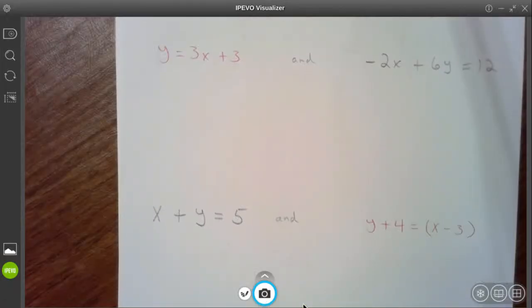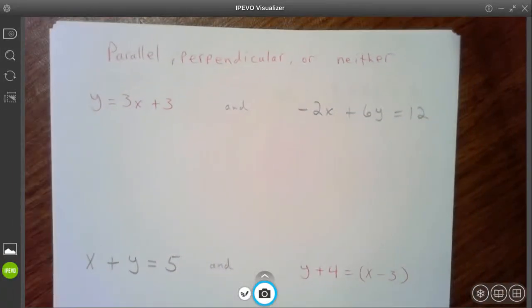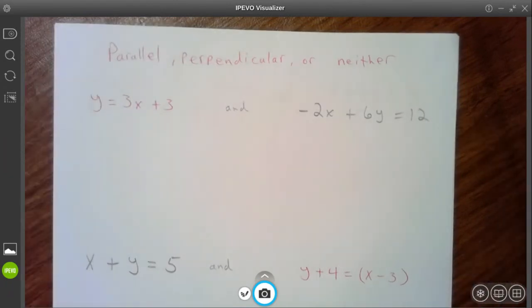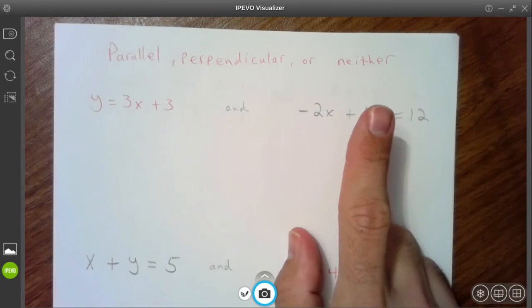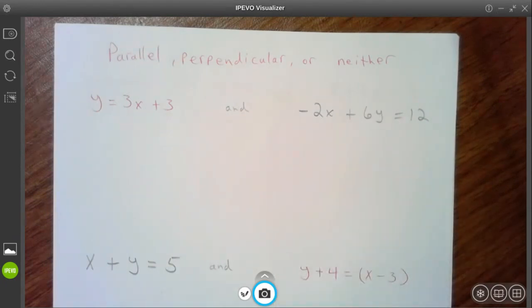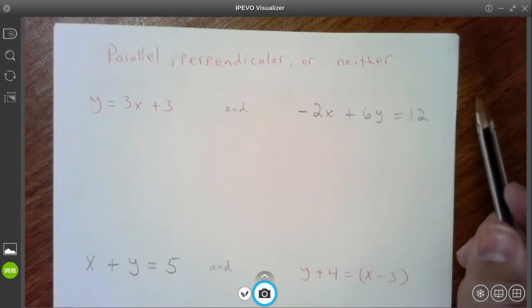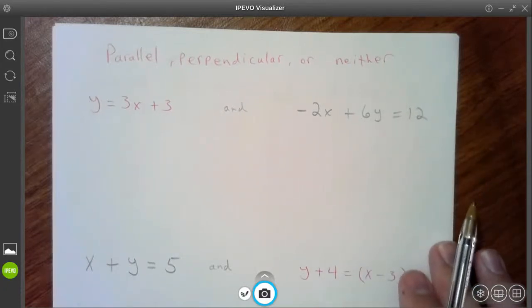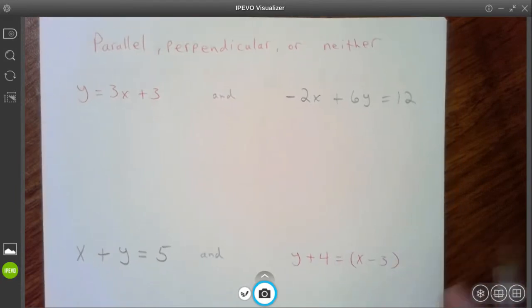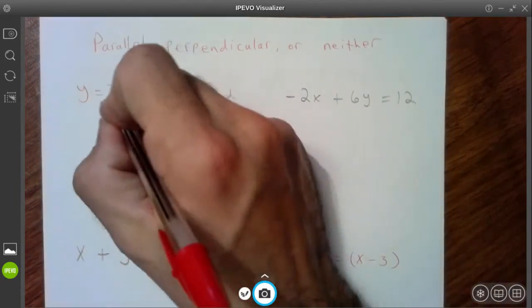All right, so we're going to look at a few more of these parallel, perpendicular, or neither. So specifically ones where one of them is in standard form. So it could be two of them, but we're lucky here today. Only one of them's in standard form. So the trick here is you can't tell what the slope is right away, so you're going to have to convert it to y equals mx plus b form.